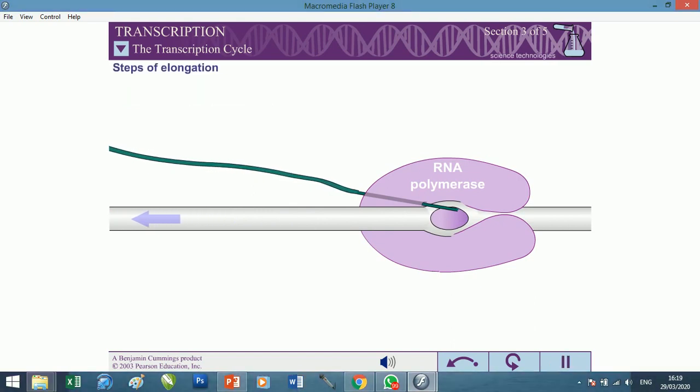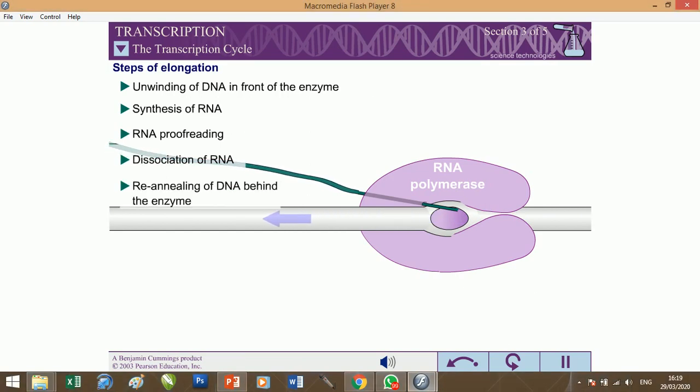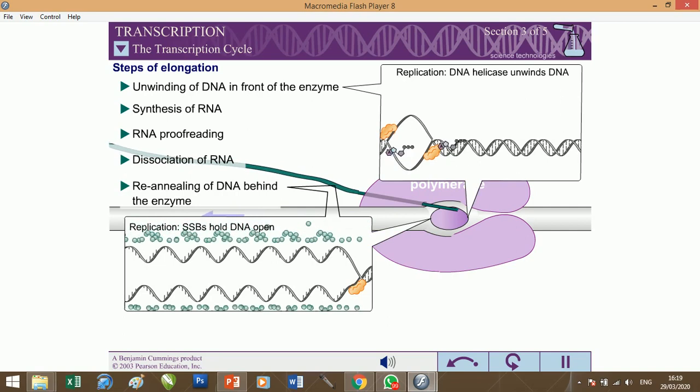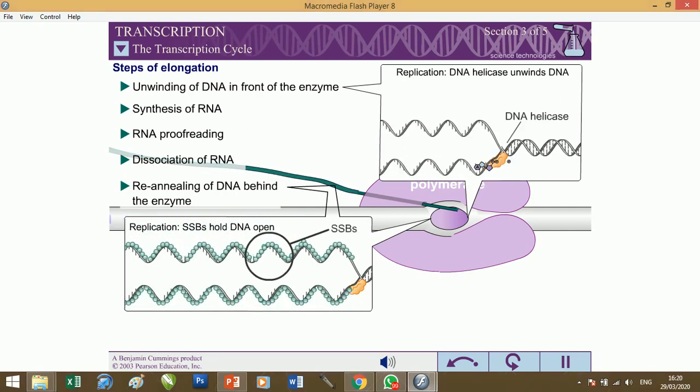During elongation, RNA polymerase unwinds the DNA in front of the enzyme, synthesizes RNA, proofreads RNA, dissociates RNA from the DNA, and reanneals the DNA behind the enzyme. In contrast with DNA polymerase, RNA polymerase is able to perform these functions without the assistance of other proteins.